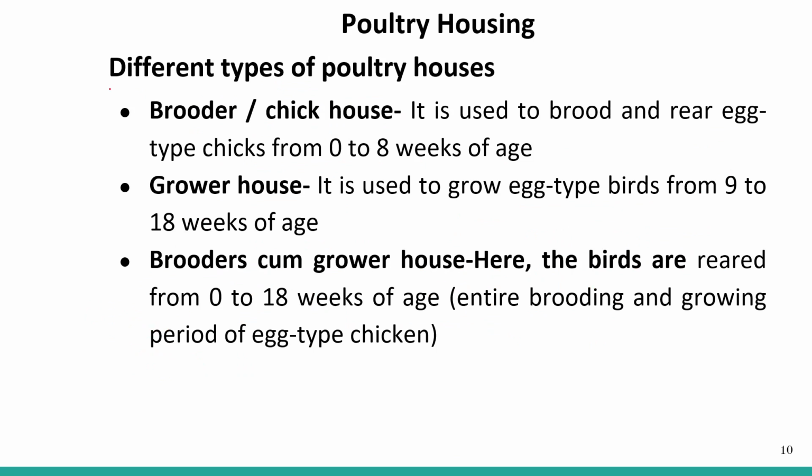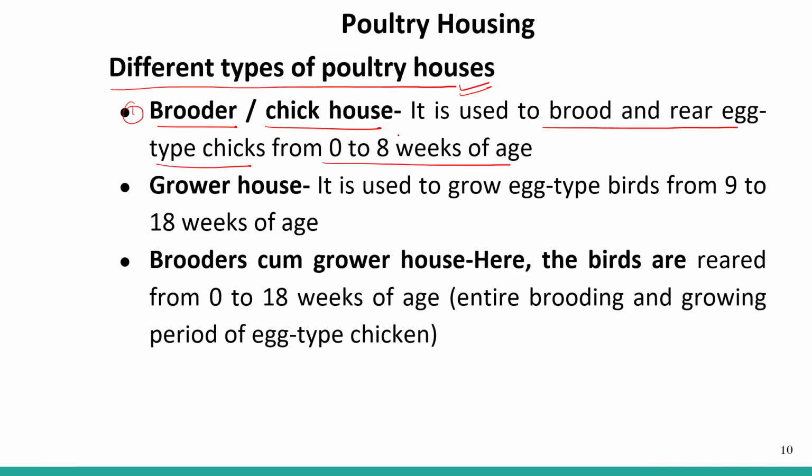Different types of poultry houses. So the next topic is the different types of poultry houses. First one is the brooder or chick house. It is used to brood and rear egg type chicks from 0 to 8 weeks of age. So in this particular brooder or chick house, chicks of 0 to 8 weeks of age are kept.